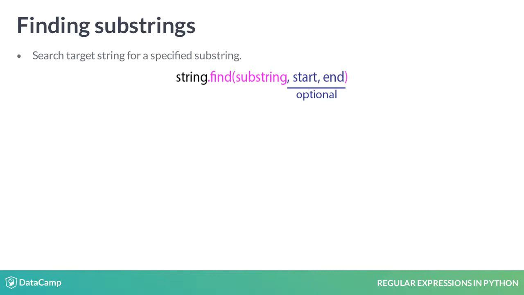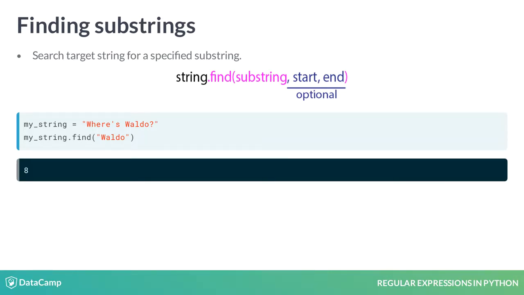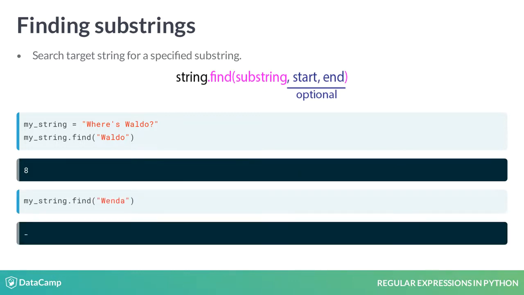You can specify two other arguments, an inclusive starting position and an exclusive ending position. In the example code, we search for Waldo in the string "Where is Waldo?" The .find method returns the lowest index in the string where it can find the substring, in this case, 8. If we search for Wenda, the substring is not found, and the method returns -1.